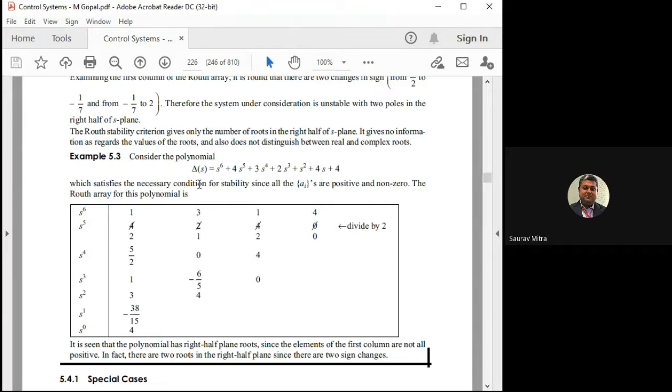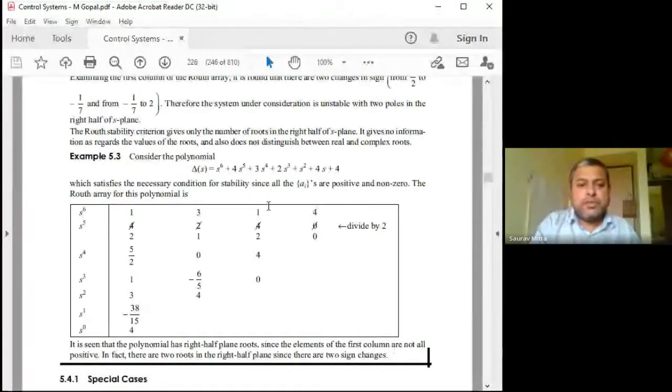So first is 1, that is s is to 6. Next is 3, that is s is to 4. Next is s square, this is 1, and this is s is to 0. So this is 1, 3, 1, 4. This is the first row.